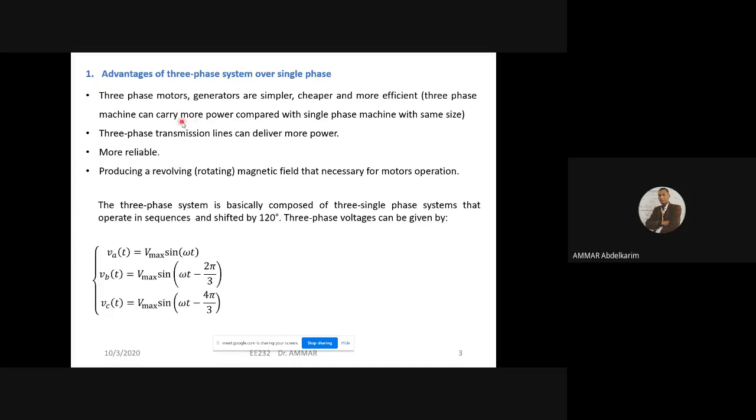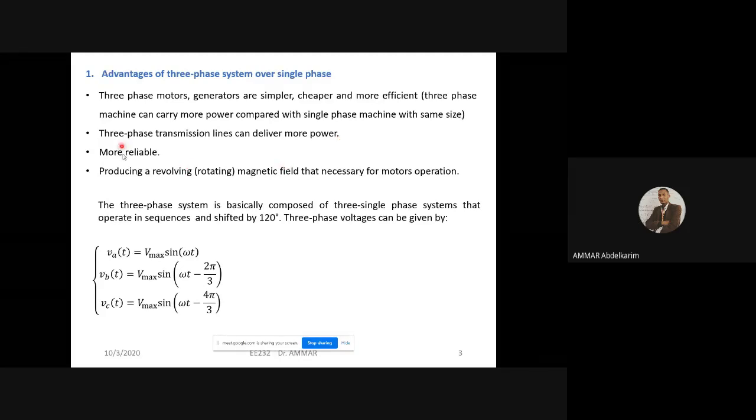So as advantages of the three-phase system, three-phase motors and generators are simpler and cheaper and more efficient than single phase. A three-phase machine can carry more power compared with a single-phase machine of the same size. Also, the three-phase transmission line can deliver more power, and you have seen that all the transmission lines and the electric networks are in three-phase.